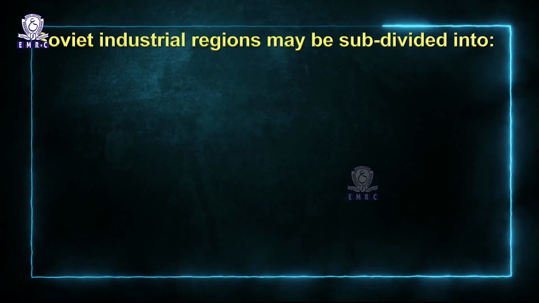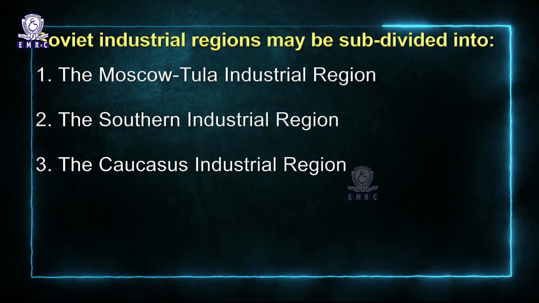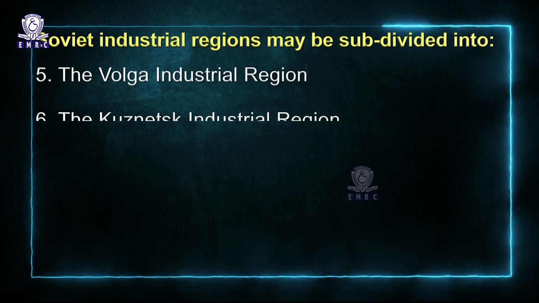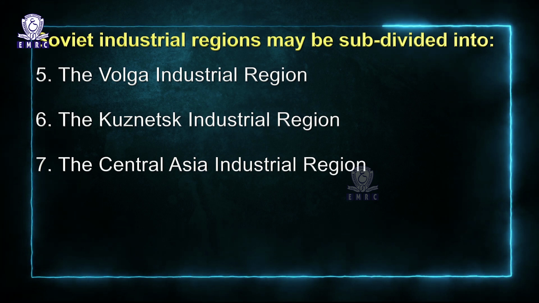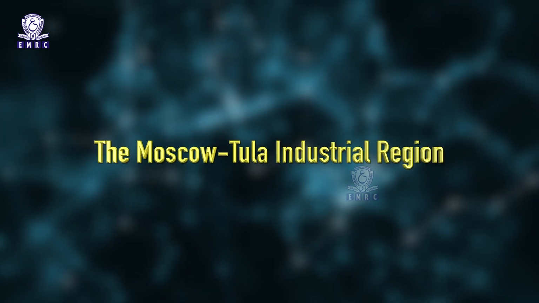The Soviet industrial region may be subdivided into: the first one, the Moscow, that is known as the Tula industrial region. The second one is the southern industrial region. The third one is the Caucasus industrial region. Fourth is the Ural region. Fifth is the Volga region. Sixth is the Donetsk industrial region, and the seventh is the Central Asian industrial region. So, let me start with the Moscow Tula industrial region.